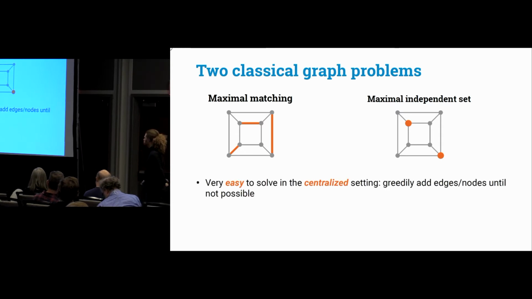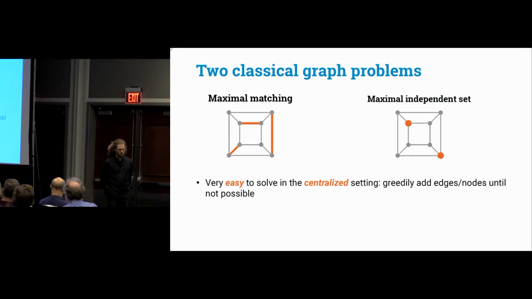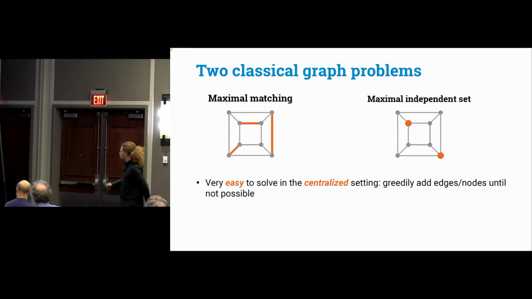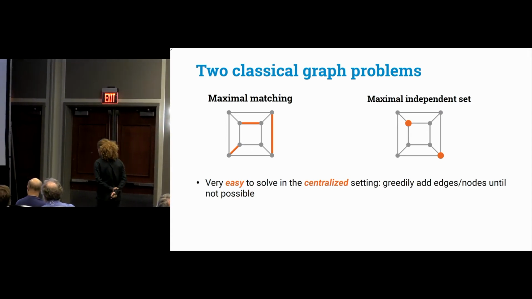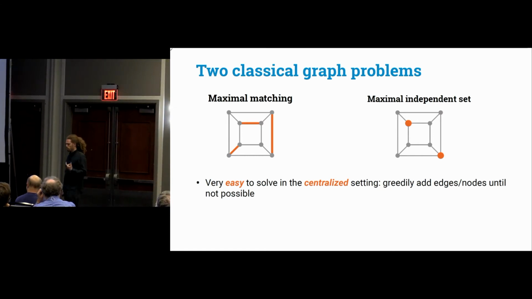Okay? And in the centralized setting, we have very simple greedy algorithms for these problems, which just work as follows. For maximal matching, we go through all the edges in arbitrary order. And each time we process an edge, we just put it into the matching if none of its incident or adjacent edges are already in the matching. Otherwise, we leave it out. Okay? And this very easily gives us a maximal matching, and the same process works for maximal independent set if we just look at vertices instead of edges.